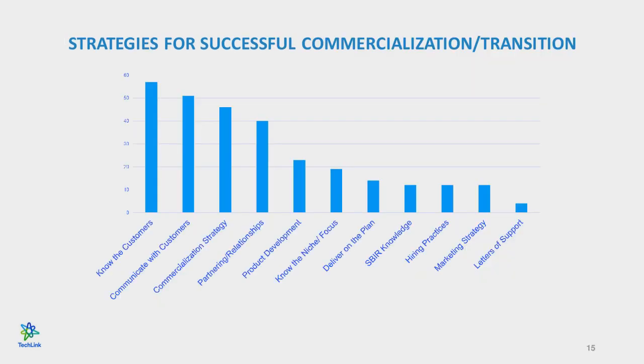This is a chart that shows what were the strategies used by the most companies for successful commercialization and transition. And if you look across here, you'll see that most of these are really just the standard advice given for any business. Like AJ was referring to earlier, know your customers. That's the most important thing of all. Communicate with the customer, certainly, that's very important.